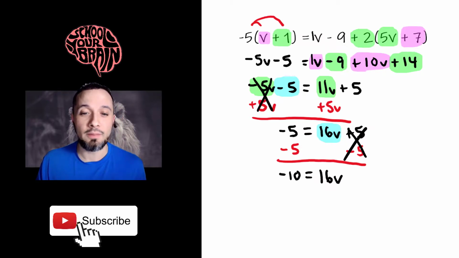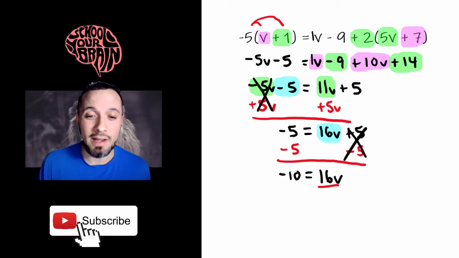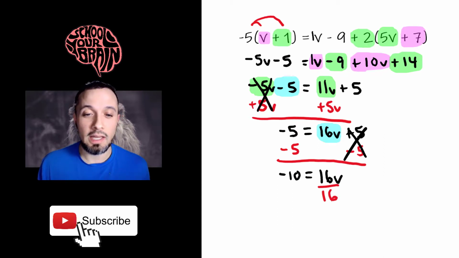And in the last step, I have to remind myself I'm trying to get 1v. I want to figure out what's the value of 1v. Which means in order to make 16v into a 1, I've got to divide by 16. And if I do that on one side, I'm going to do the same thing on the other side. So that means we're using the division property of equality. Bring down my equal sign. 16v divided by 16 is equal to 1v. And then I can see here, -10/16.